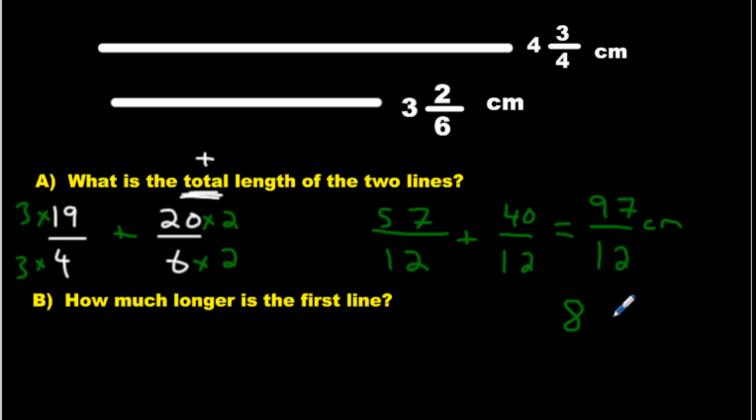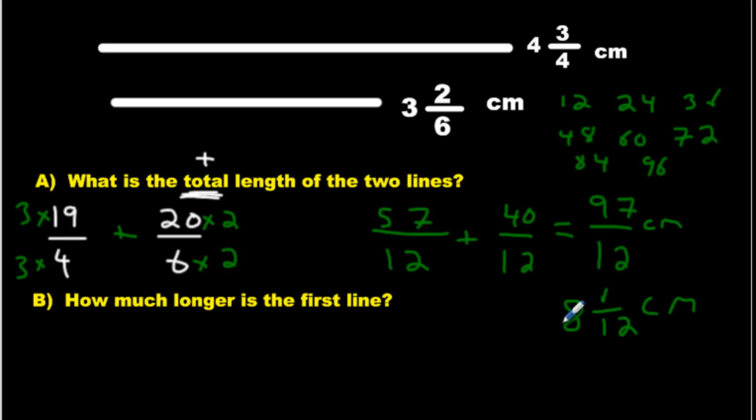That makes 96. Okay, we can go like this to prove it. We can go 12, 24, 36, 48, 60, 72, 84, and then 96. Count them: 1, 2, 3, 4, 5, 6, 7, 8. That makes 96. So 8 times. That means we have 1 left over out of 12. So we have 8 whole centimeters if you combine these, and 1/12 of a centimeter left over.